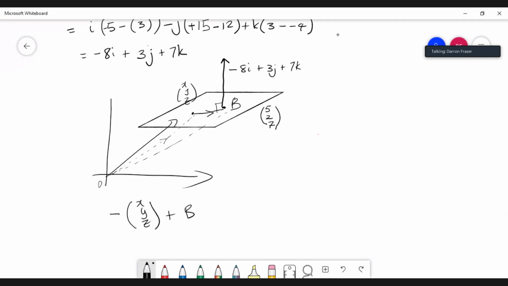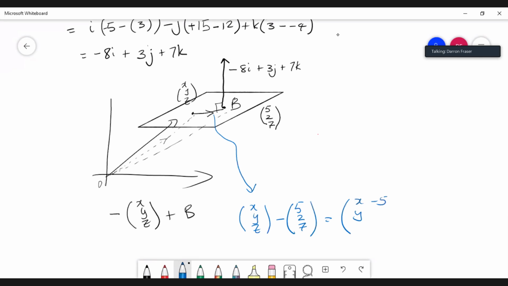So this equation here is going to be XYZ minus 5, 2, 7. So we write it down as X minus 5, Y minus 2, Z minus 7. And then the dot product of that vector with our vector minus 8, 3, 7, that dot product must be equal to 0 since they are perpendicular.